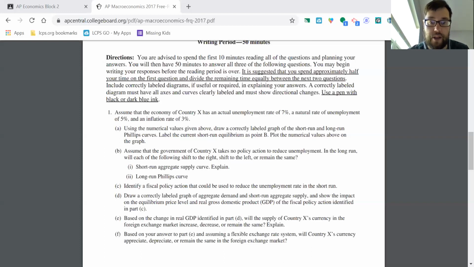Okay, now long run Phillips curve. No change, right? Because the long run Phillips curve is vertical at the NRU. Even though the government is doing nothing in terms of policy implementation, that's not going to affect the natural rate of unemployment, right? So there's no change in the NRU. Therefore, there's no change to the long run Phillips curve.